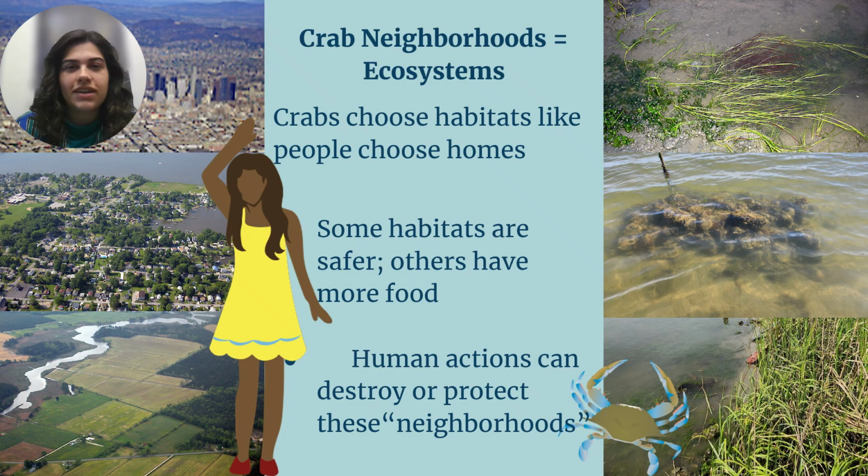Throughout the lesson, I try to connect the idea that blue crab ecosystems are kind of like their neighborhoods. So crabs will choose their habitats like people are choosing their homes, and some habitats offer more safety or food, and then human actions can affect these habitats by destroying them or protecting them.